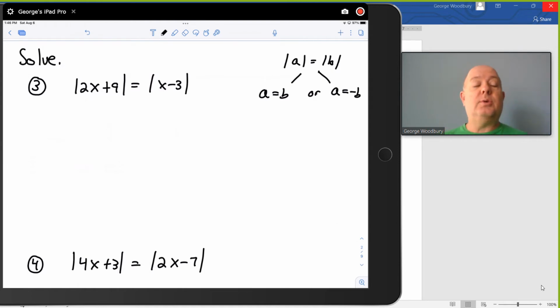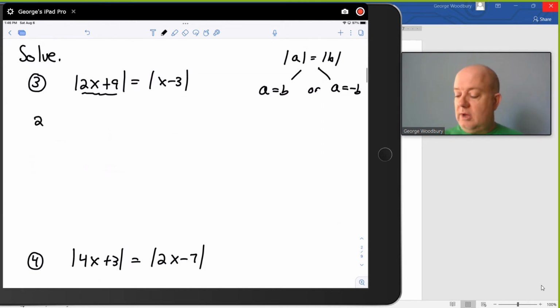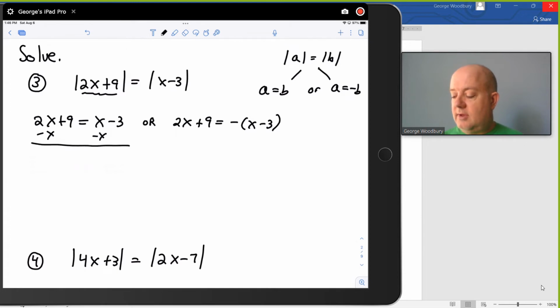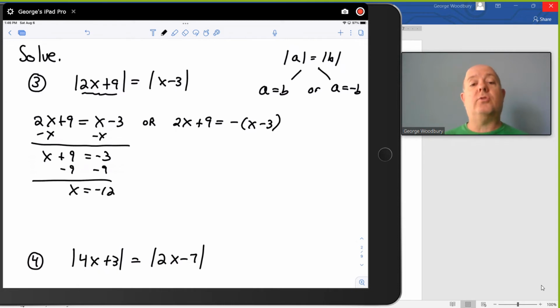And so what we're going to do is take the expression inside the first absolute value, 2x plus 9, and set it equal to what's in the second absolute value, x minus 3. And that's one of our equations. And for the other, we'll take 2x plus 9 and set it equal to the opposite of x minus 3. For the first equation, it's already simplified, so we want to collect all the variable terms on the left by subtracting x. x plus 9 equals negative 3. Subtract 9 from both sides, and we get x equals negative 12 as one of our solutions.